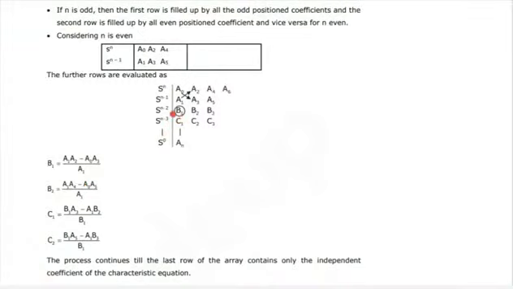Okay, similarly when you go to the next row, you do it with B1. So B1 into A2 minus A1 into B2, divided by B1. Okay, that is how you do it for C2. So like this you will proceed for the next rows.